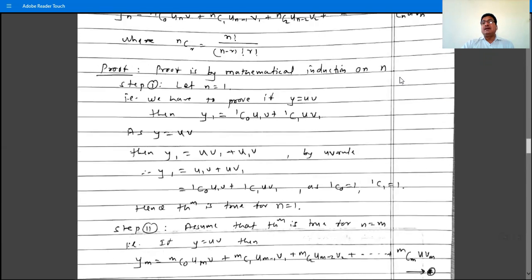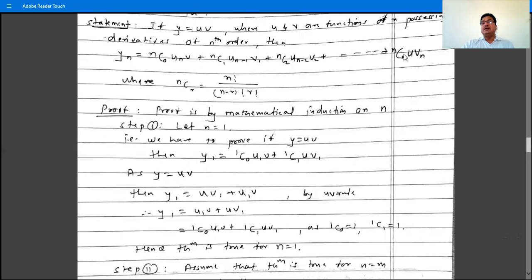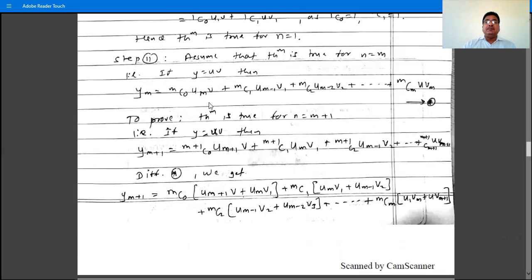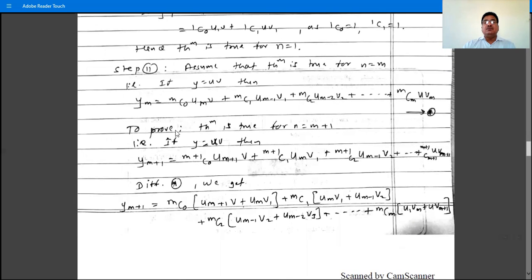In this way, the last term is (m+1)C(m+1) u v_(m+1), and we have to prove this y_m. In order to prove this, differentiate this equation (star). The derivative of y_m is y_(m+1). Similarly, the derivative of y is y1, the derivative of y1 is y2, the derivative of y2 is y3. That is, add one to the suffix.